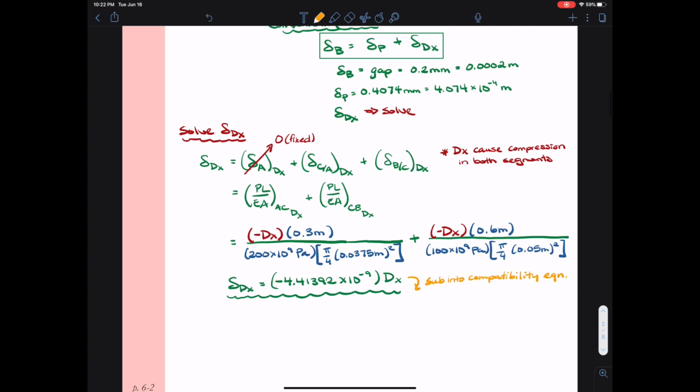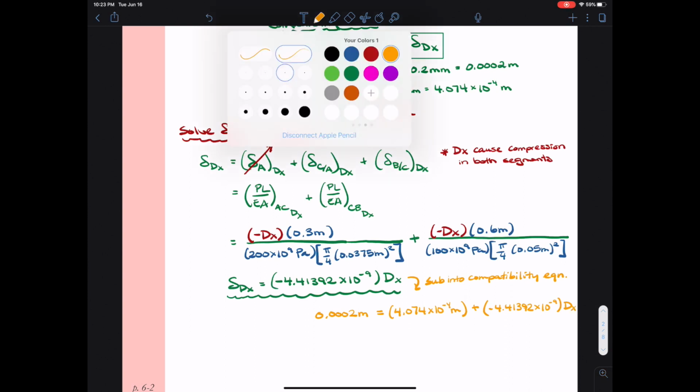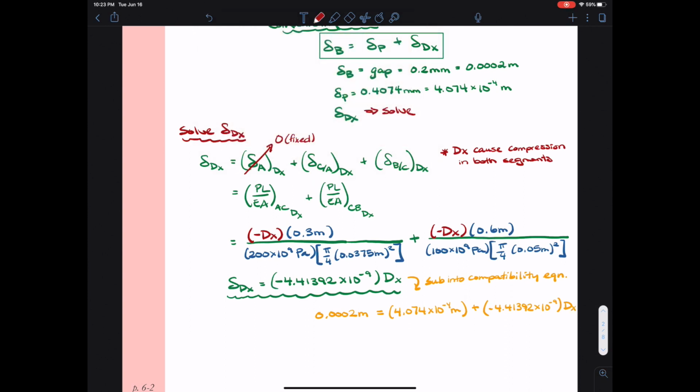Once I have this value, I can then plug this back into my compatibility equation. So my compatibility equation says delta B, which was 0.0002 meters, equals delta P, which was 4.074 times 10 to the minus 4 meters, plus delta dx, which is negative 4.41392 times 10 to the minus 9 times dx. The only variable I don't know is dx, so I'm just going to solve for dx.